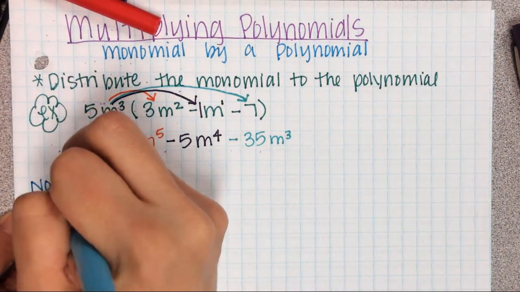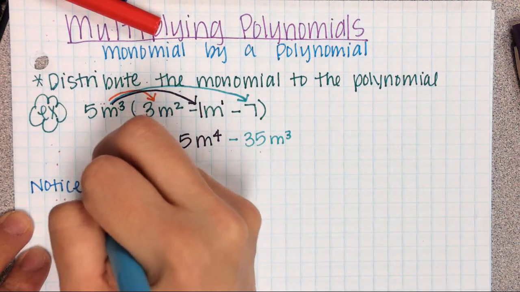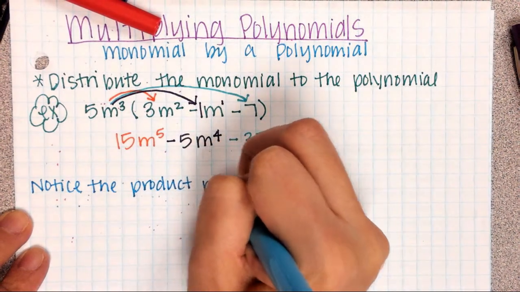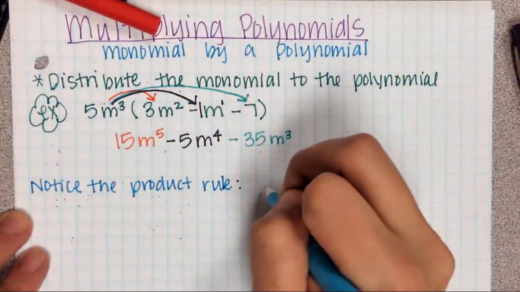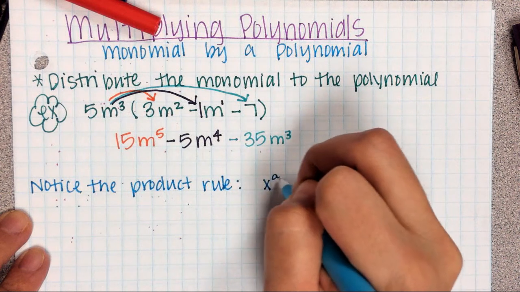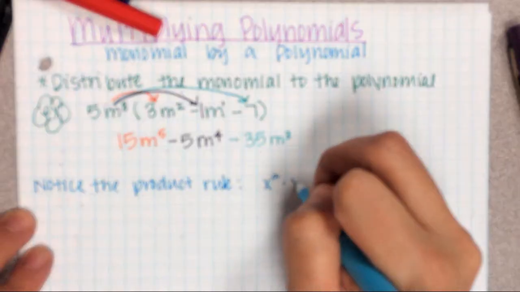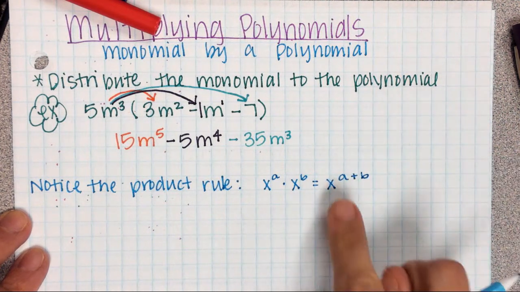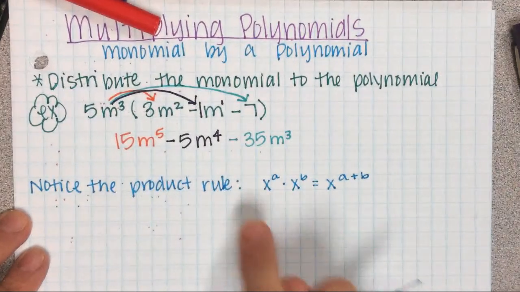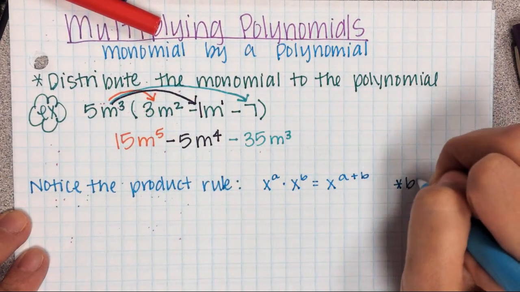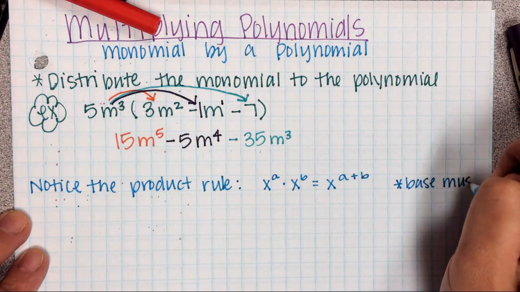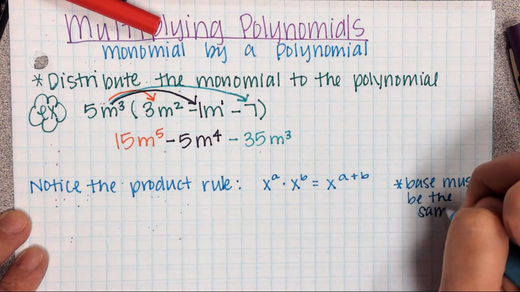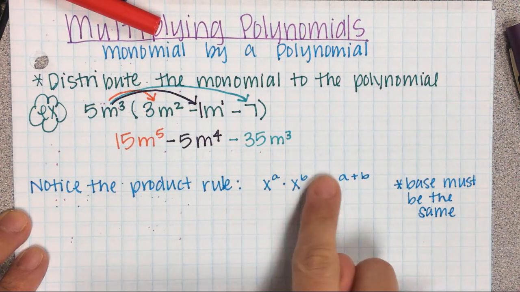So notice the product rule. Product rule is just x to the a power, where a is any number, times x to the b power equals x to the a plus b. You just add your two numbers. They have to have the same base.